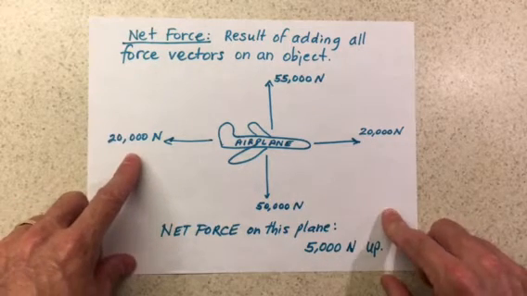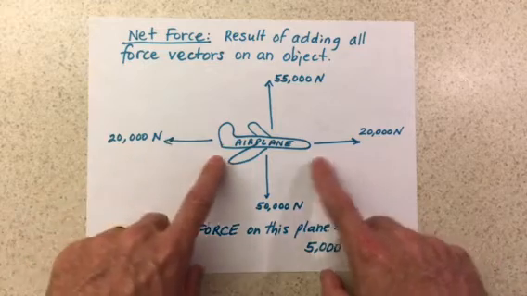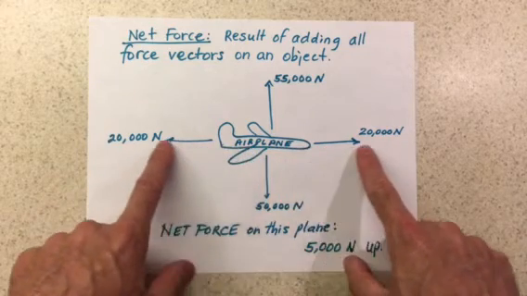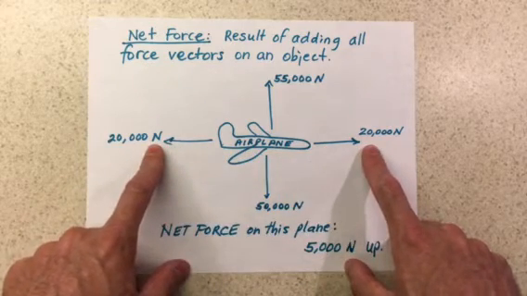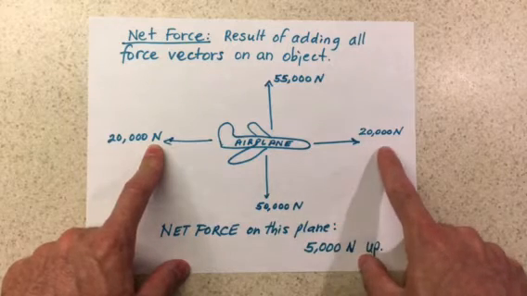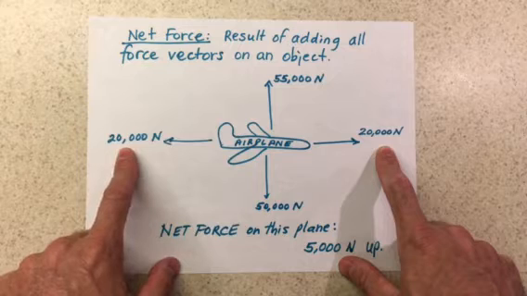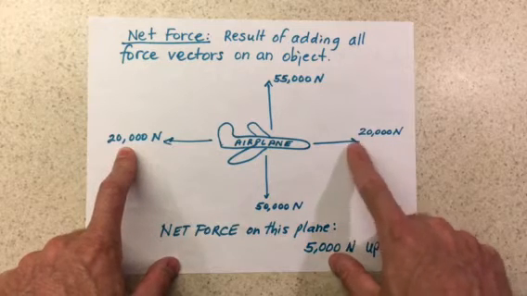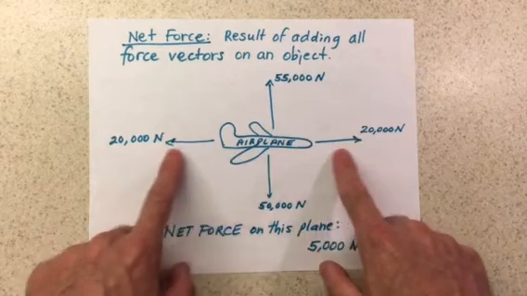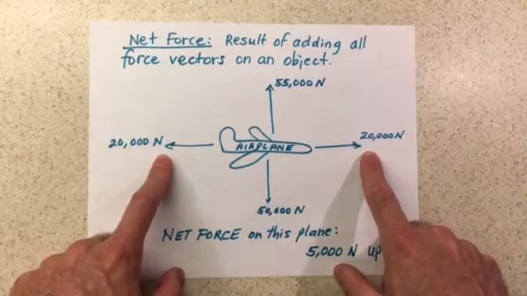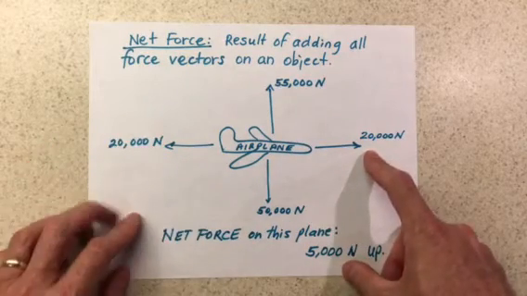And the way you figure that is all the forces that are acting along the same line can be combined. So in this case, you have 20,000 newtons forward and 20,000 newtons backward, which the backward would act as a negative and the forward would act as a positive. So when you combine those two, you add them as vectors, you wind up with 0.